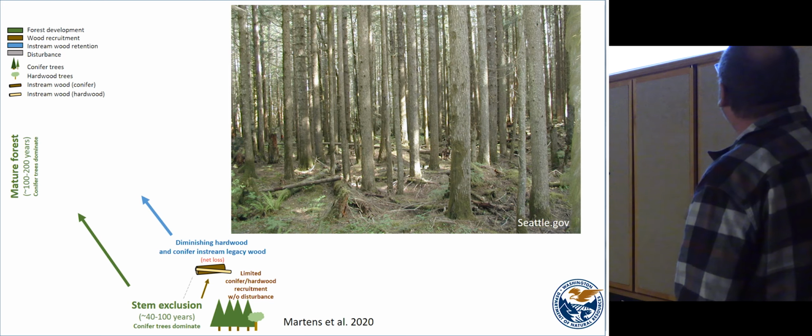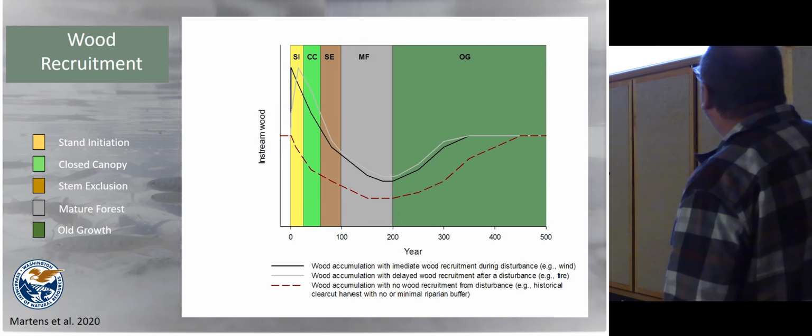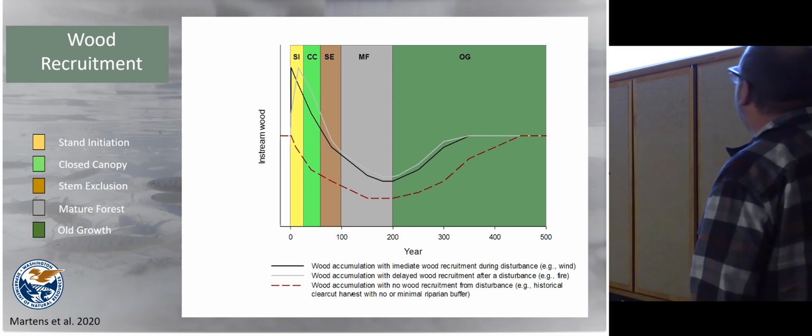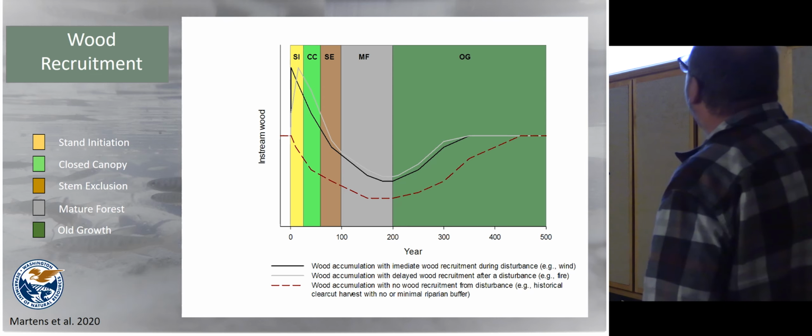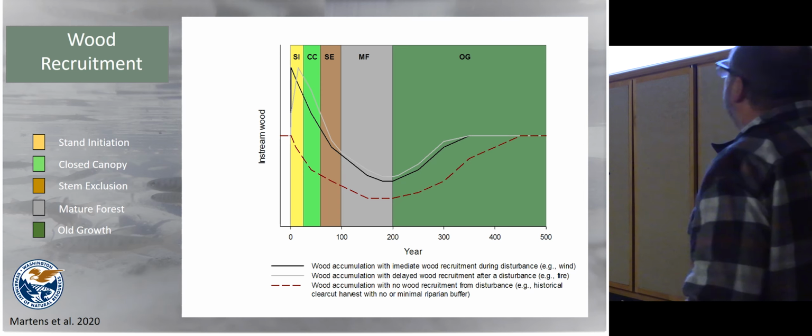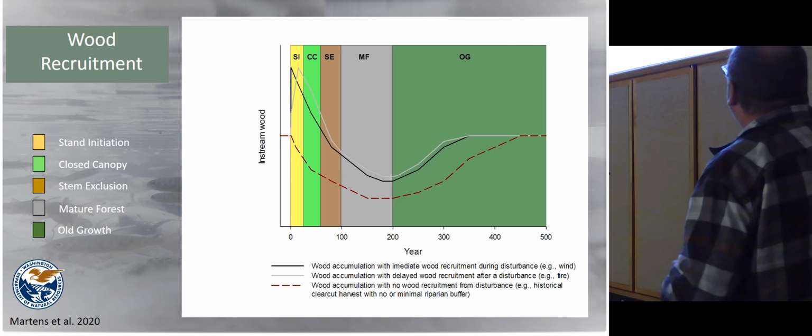All right. So we're going to put all this together, and what you get under this succession is kind of what's called a U-shaped pattern of development. So you have your highest amounts of wood at the very beginning and the end of the forest stages.